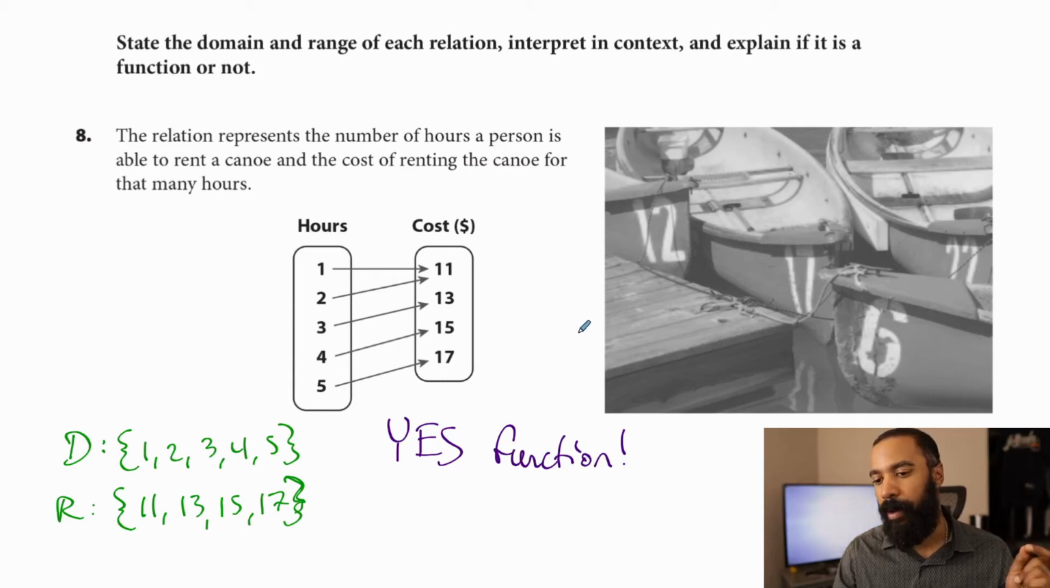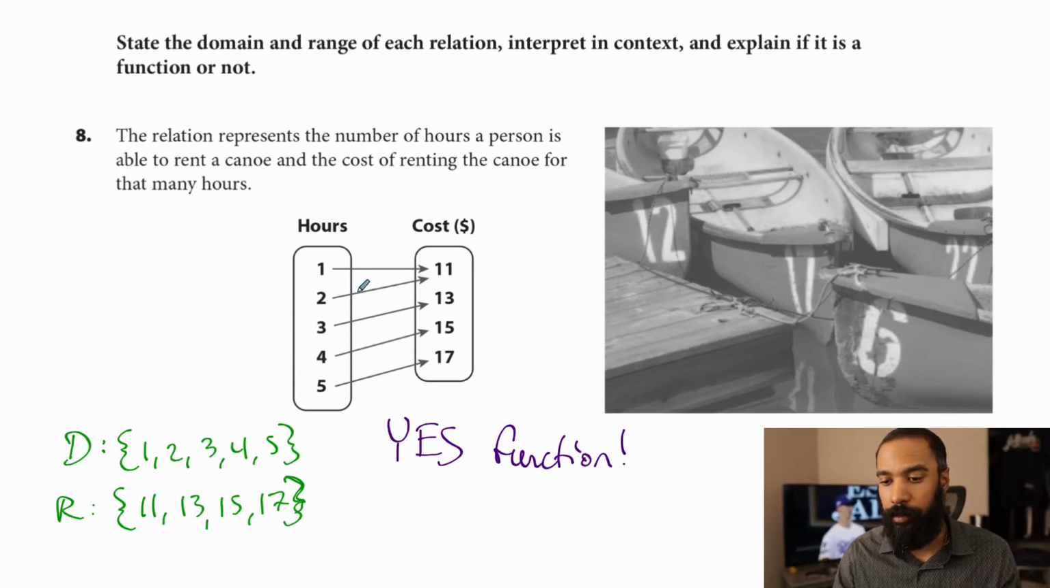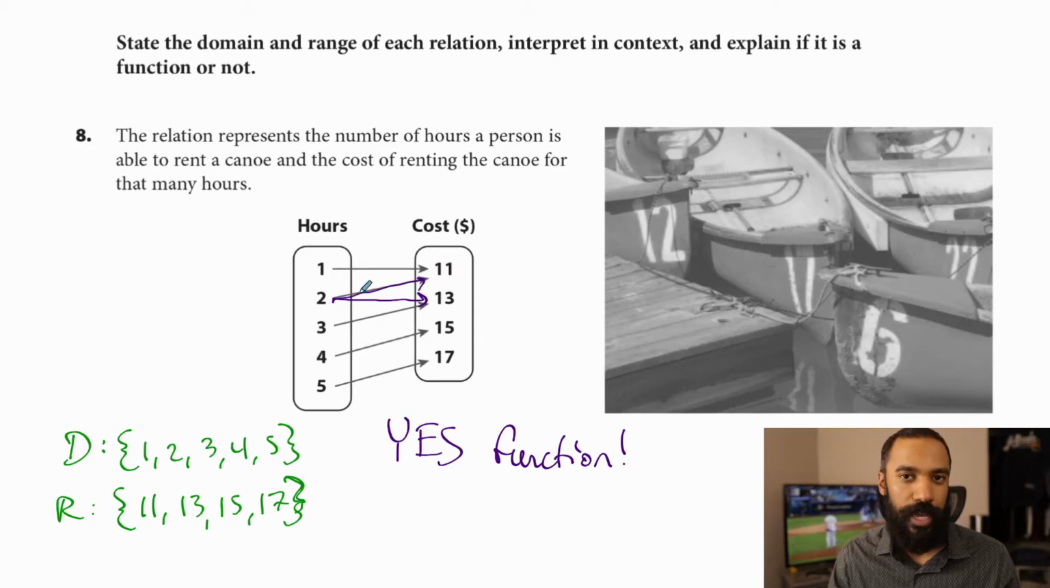Okay, now I don't know if we're going to see mapping diagrams with this later, so I'm going to go ahead and just show you. If this 2 happened to point to another value like this, so it points to two values like that, that's when you say not a function. Any mapping diagram that shows this even once means not a function. That doesn't happen here, so we don't have that.